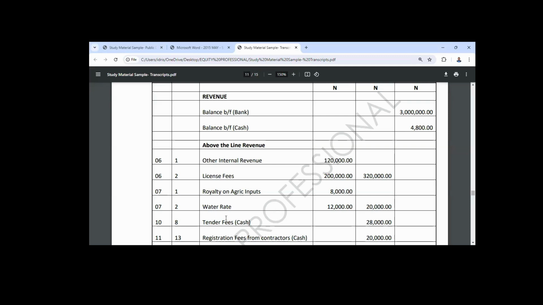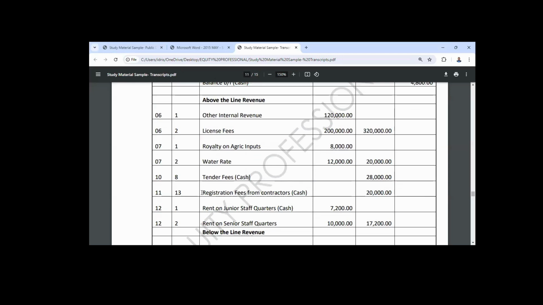For another above the line revenue, tender fee. Tender fee has a head 10, subhead 8. But for the tender fee, we don't have any other above the line revenue that has a 10 again. Since tender fee is the only above the line revenue that has a 10, instead of putting them in the amount, we put them direct in the subtotal. Which is 28,000.